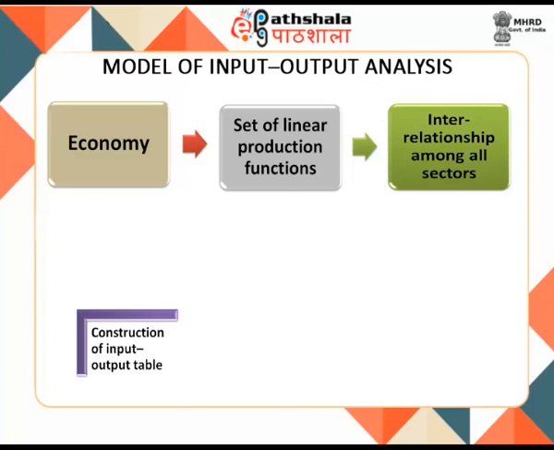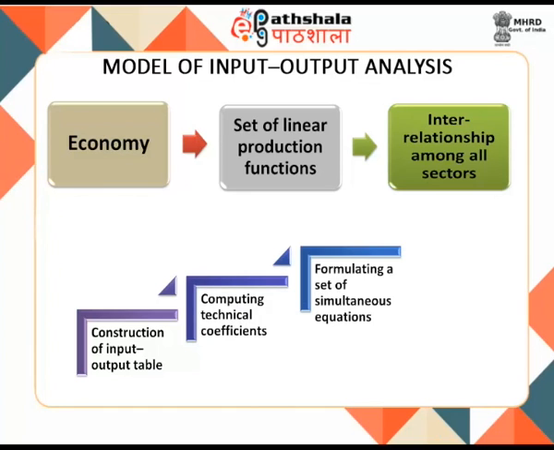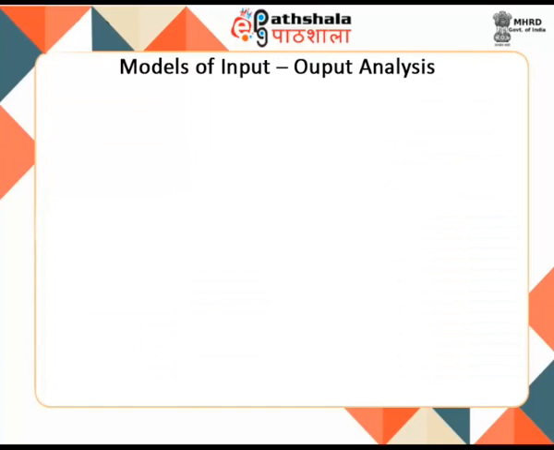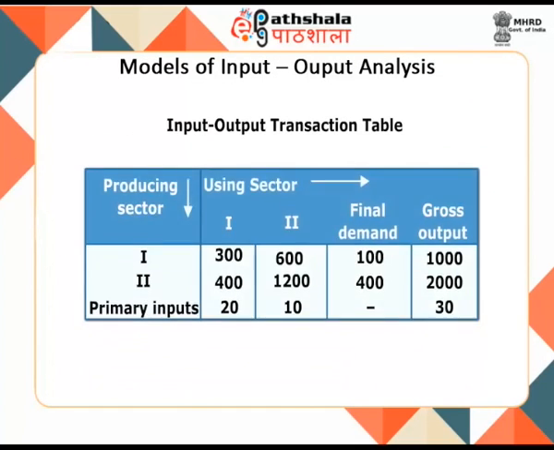1. Construction of input output table, also known as transaction matrix. 2. Computing technical coefficients. 3. Formulating a set of simultaneous equations. 4. Solving the simultaneous equations to obtain the values of the unknowns in the general equilibrium problem. Construction of input output table: we have assumed that our simplified economy has only two industries, 1 and 2.